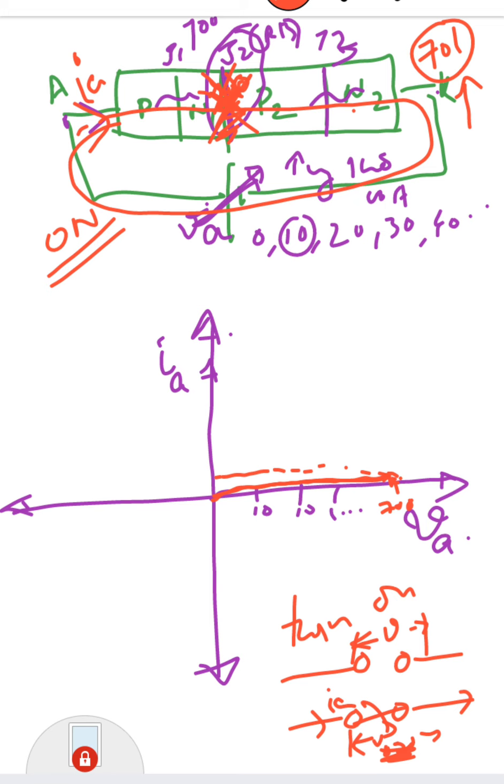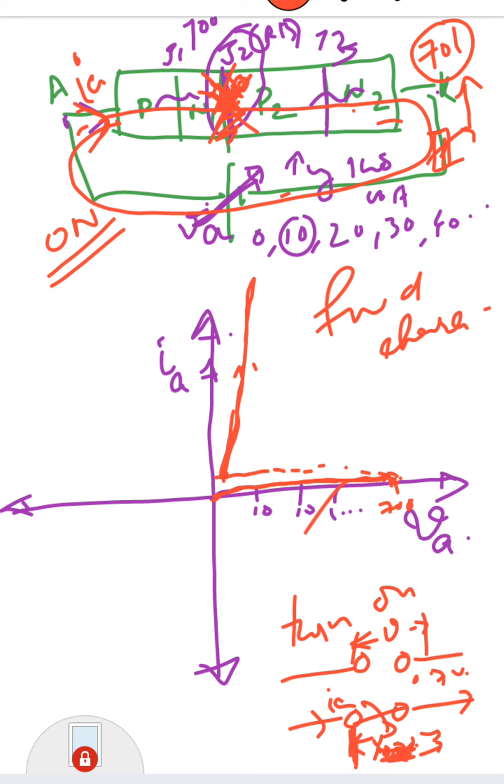There will be an on state drop. Like in a diode, it's 0.7 volt. Similarly, in an SCR, a normal SCR, it will be around 1.2 volt. It will come back to this state and depends upon the load. If we are connecting a load here, if you increase the load, the current also increases linearly. This is the graph. This is the current increasing. So this is the forward characteristics of SCR.